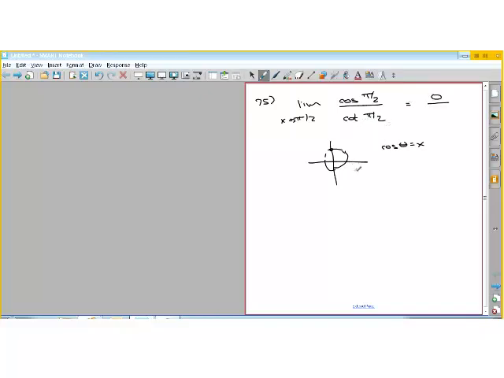Now the cotangent of theta is equal to the cosine over the sine. So then you plug in the values there. The cosine of pi over 2 is 0, and the sine of pi over 2 is 1, so it's 0. So you do get an indeterminate form.